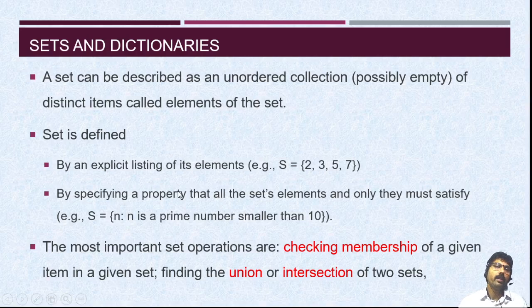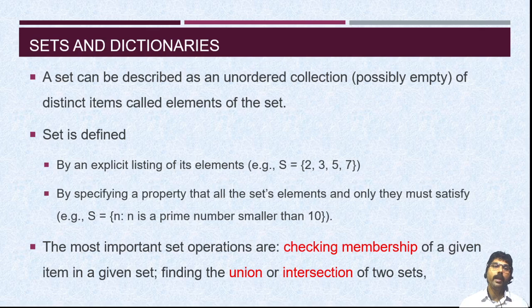Next one is called sets and dictionaries. A set can be described as an unordered collection of distinct items called elements of the set. Here, a set is nothing but a collection of elements, but it has two properties. The first property is that there are no duplicate values in sets. The second one is that the elements have no order, that is, an unordered collection.